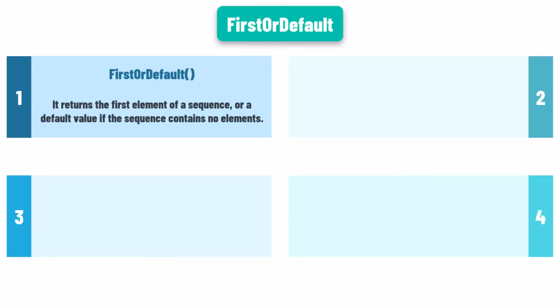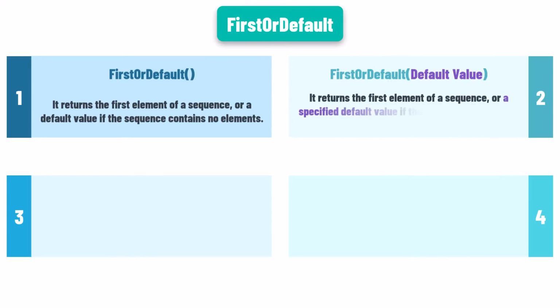The second overload is used with a default value inside the braces. It returns the first element of a sequence, or a specified default value if the sequence contains no elements. So, this overload also returns the first element of the sequence, in case the sequence contains elements, else the entered default value will be retrieved as result. This means, if the sequence is empty, we don't get the type's default value as result, but the default value we added.